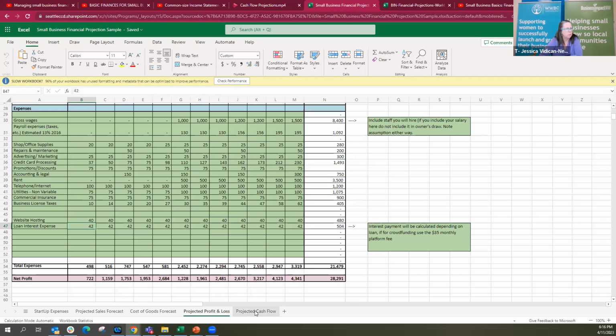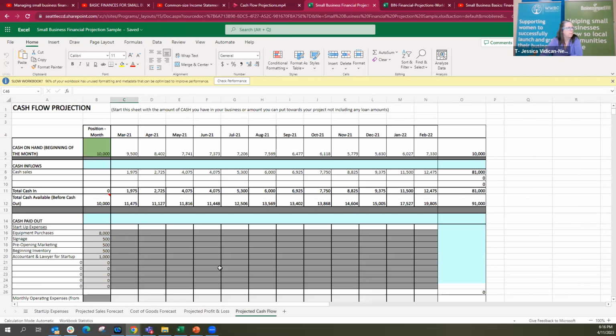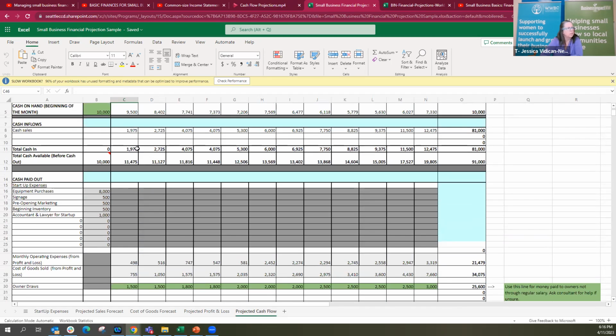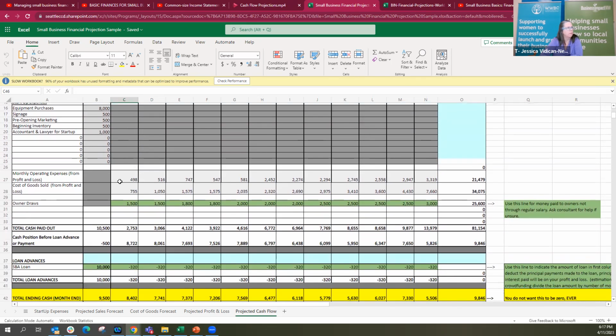Now, the magic happens when you get to the projected cash flow, because in this example, you have all of the information from your total cash in, and this is those end of the month money that's left over, like we did in the previous cash flow statement example. And you can see how all of those numbers have been brought up to the top here, and your total cash available before the cash goes out. And then down here, you have those monthly operating expenses that we saw back in that projected profit and loss, your cost of goods that we got from our cost of goods forecast.